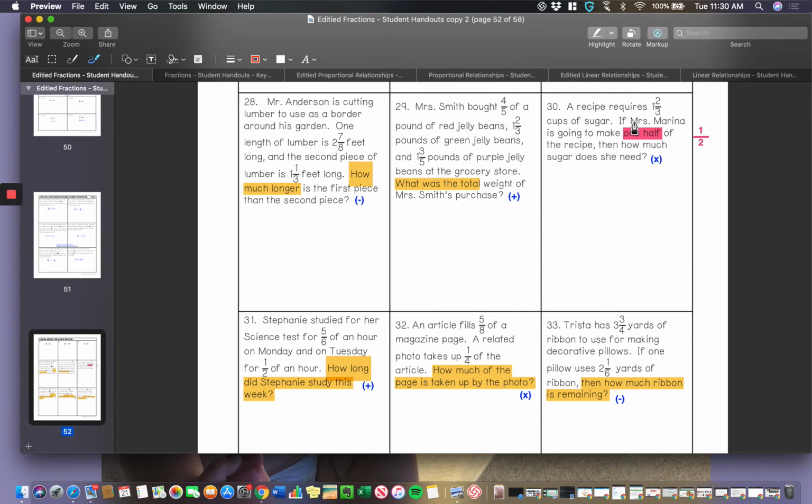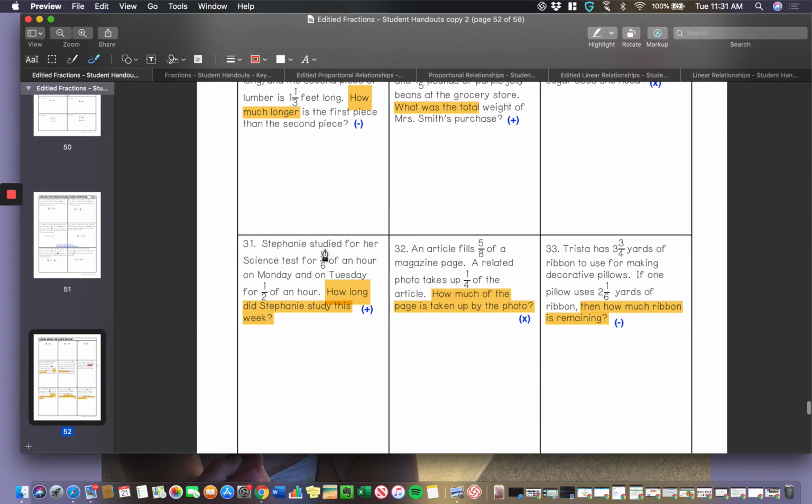For number 30, your recipe requires 1 2/3 cups of sugar. If Mrs. Mariana is going to make 1/2 of the recipe, then how much sugar does she need? Well, remember that half here is written as 1/2 as a fraction, and you're going to be multiplying 1 2/3 by 1/2.